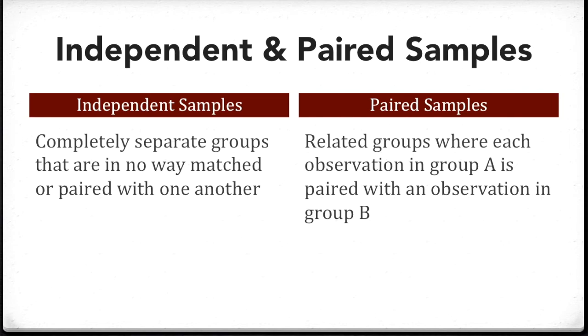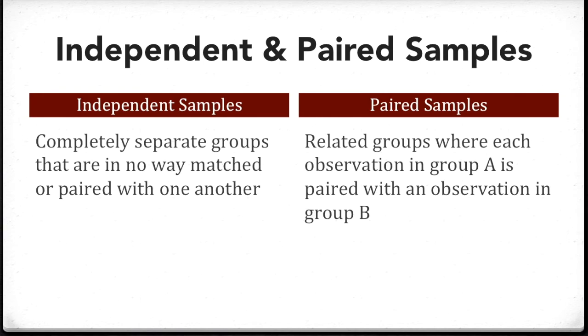And the last set of terms that I want to talk about this week, independent and paired samples. Independent samples are completely separate groups that are in no way matched or paired with one another. Paired samples are related groups where each observation in group A is paired with an observation in group B. These are sometimes also called matched samples or matched pairs.